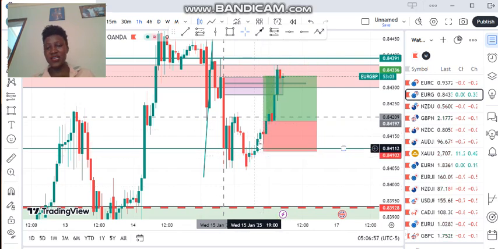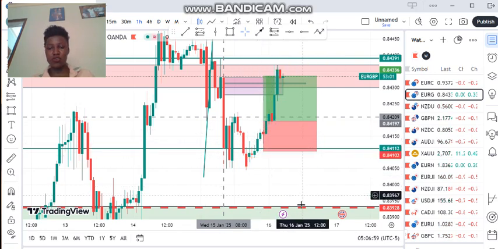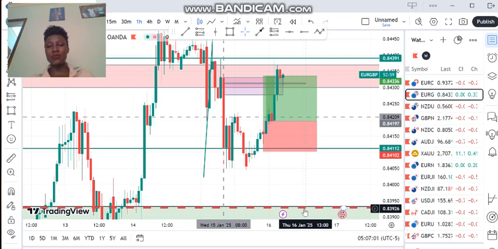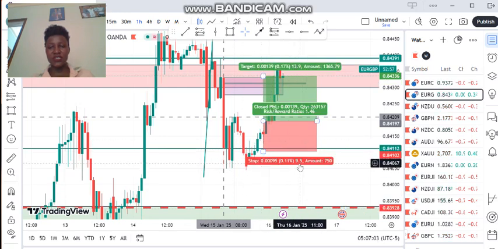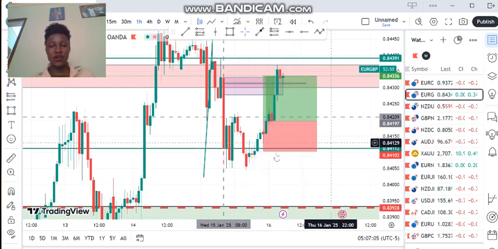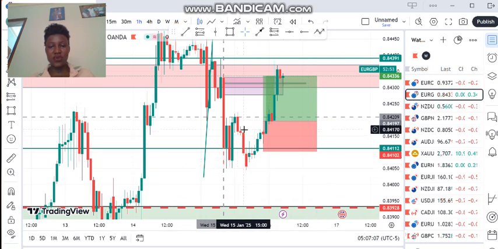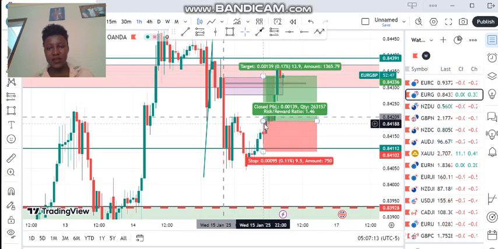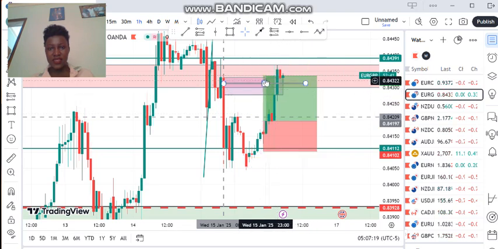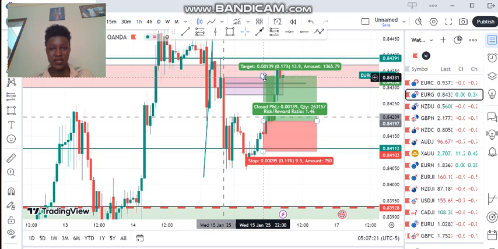But if it had not given us confluences, then it drops down and we wait for it to sweep up to this level. That is why you see a change of character was created and a break of structure got created. Then I decided to take my trade from here. We continued with the trade and the TP was smashed.